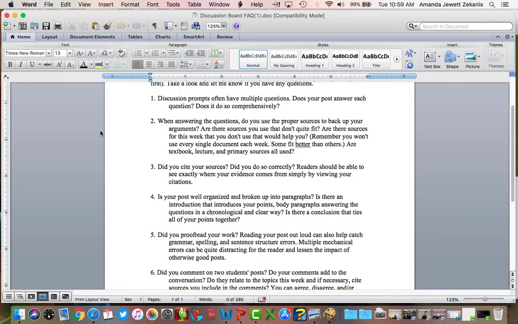Does your post answer each question or each part of the prompt? Does it do so comprehensively? Have you fully answered it? That's the most important thing. Content, most important. Do you use the proper sources? You have to use Give Me Liberty.